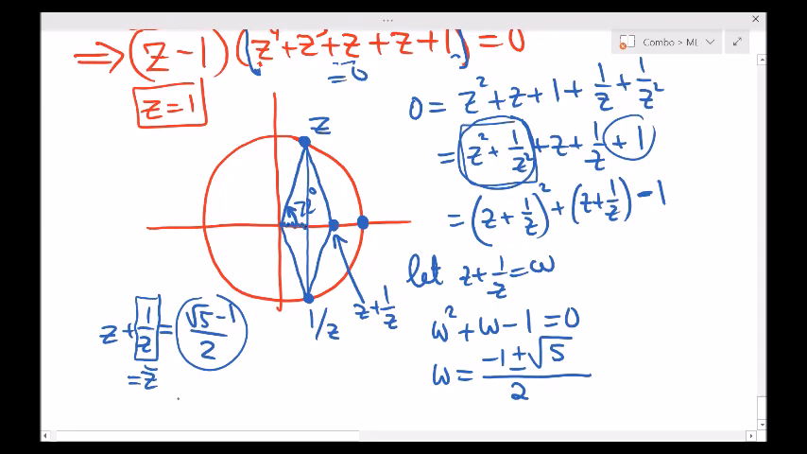Do you guys agree? So this implies that the x-coordinate of z will be the cosine of 72. Okay, let's directly go to the bottom of that. So cosine of 72 as a result is just root 5 minus 1 over 2 over 2, which is root 5 minus 1 over 4. Do you guys agree? And that's it.